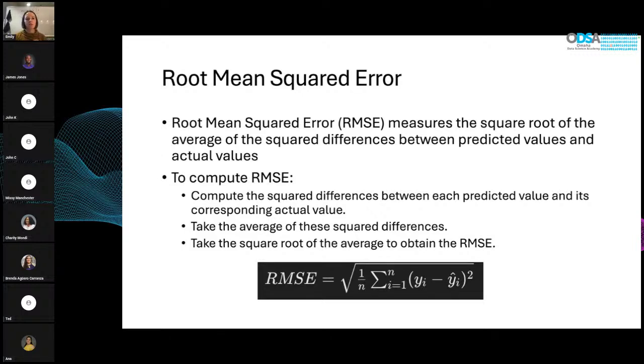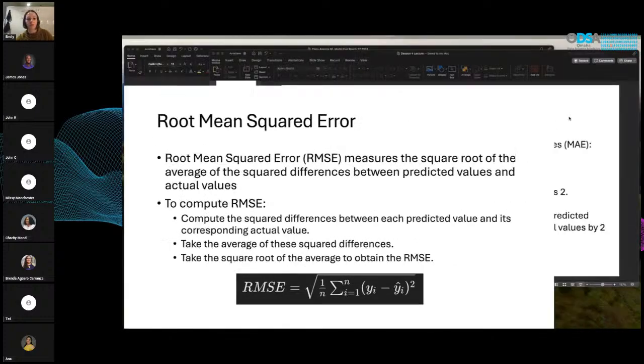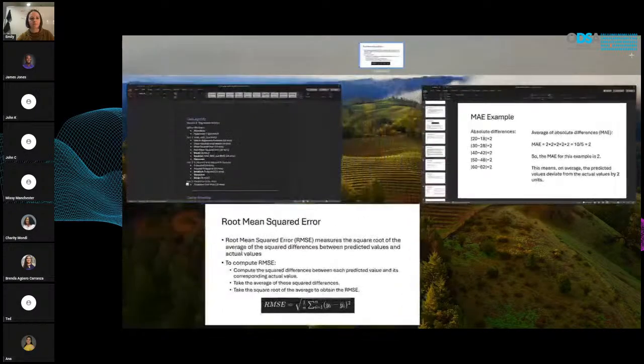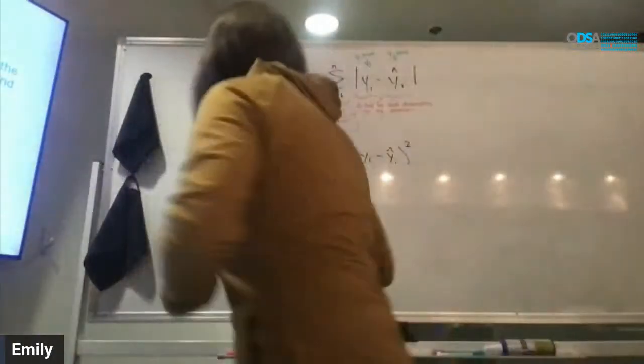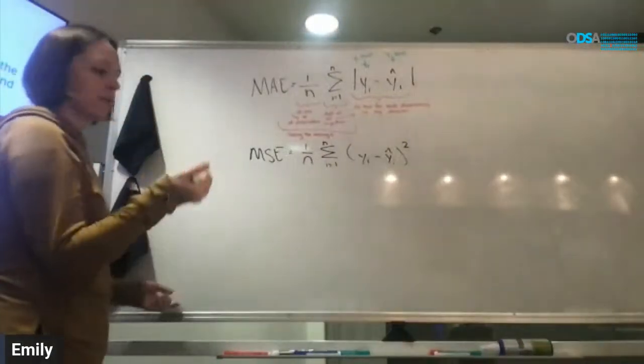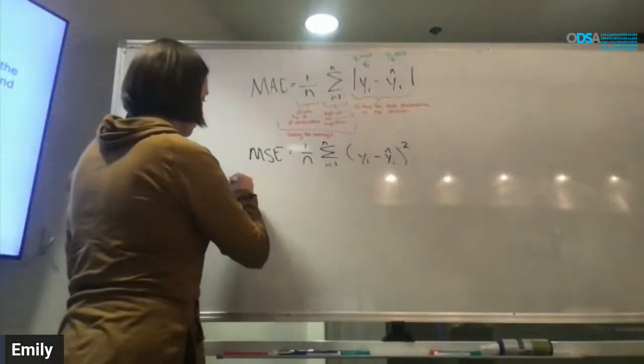So the steps to compute the root mean squared error are all similar to the ones that we talked about before. We're going to take the squared differences between each predicted value and its corresponding actual value, and then we're going to take the average of these squared differences, and then we're going to take the square root of the entire thing. So let's write this one on the board. So our last one for this set. All right, now we have the RMSE. This is getting to your question, Brenda.